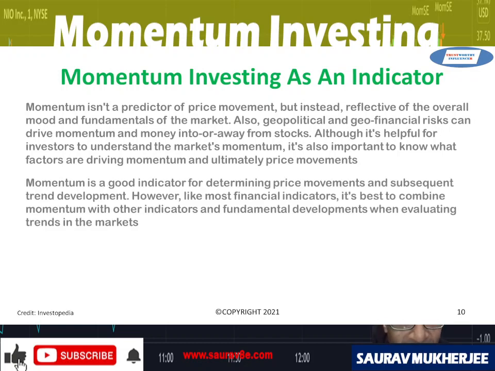Momentum is a good indicator for determining price movements and subsequent trend development. However, like most financial indicators, it is best to combine momentum with other indicators and fundamental developments when evaluating trends in the market. So that basically summarizes the whole calculation of momentum investing.